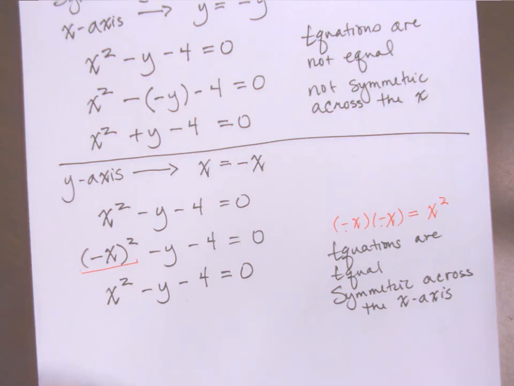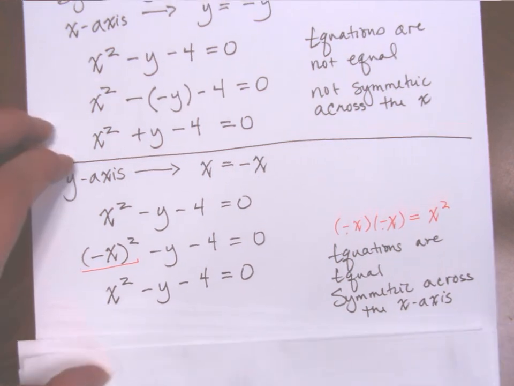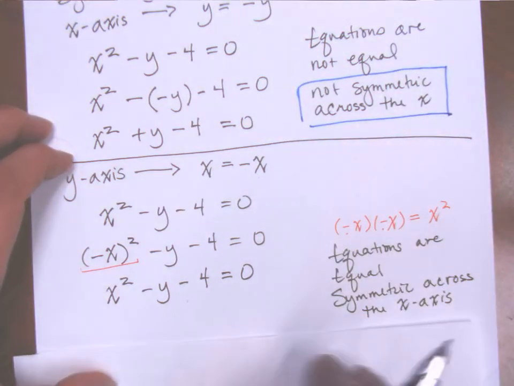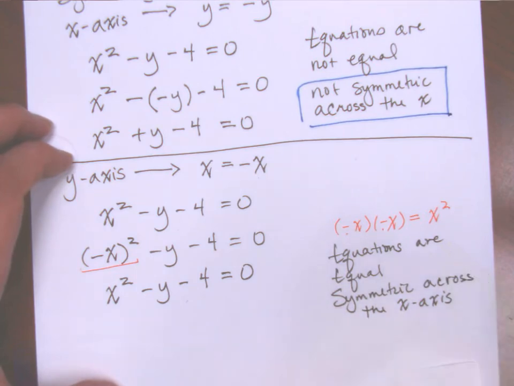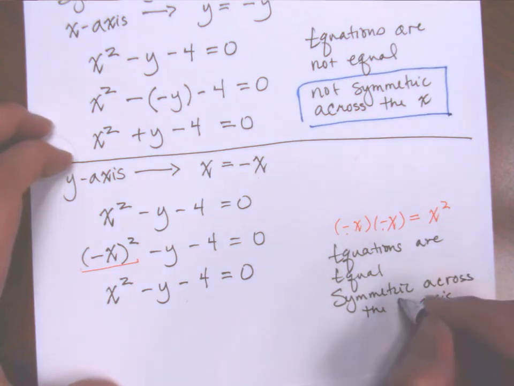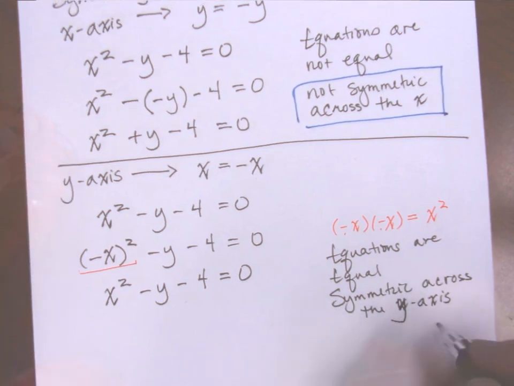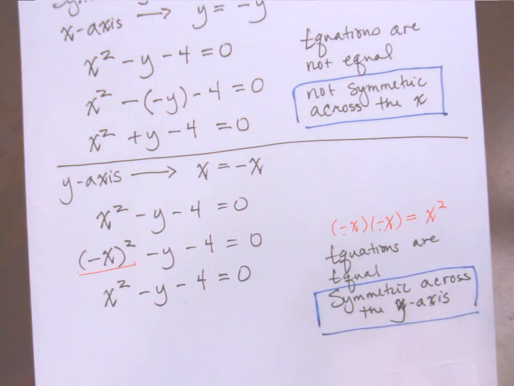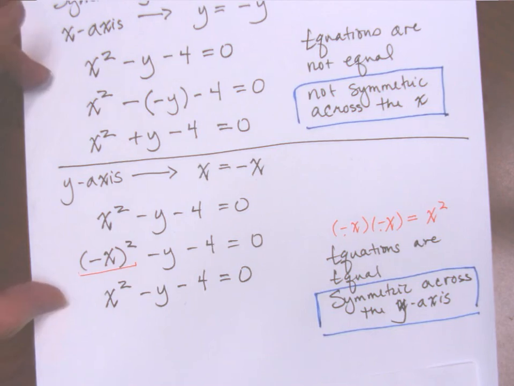Okay. So just keep in mind, this right here, not symmetric across the x, and symmetric, I'm sorry, this is symmetric across the y-axis. I was working for the y-axis. And this, symmetric across the y-axis. These are your answers. They asked you about symmetry, so you need to write a statement saying whether or not it is symmetric. It's not enough to just show the work. This is telling the instructor you understood your results.